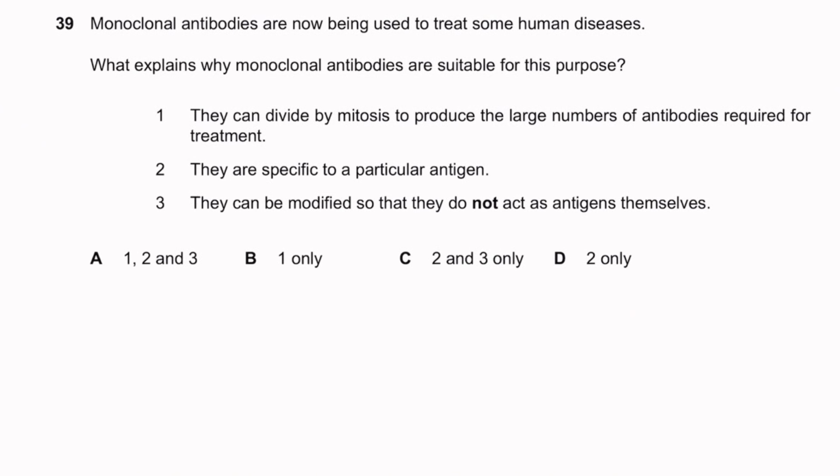Okay. Monoclonal antibodies are now being used to treat some human diseases. What explains why monoclonal antibodies are suitable for this purpose? Obviously, they can develop methods to produce large numbers of antibodies required for treatment. They are specific for a particular antigen, and they can be modified so that they do not act as antigens themselves. That is true. So it's 2 and 3 only.